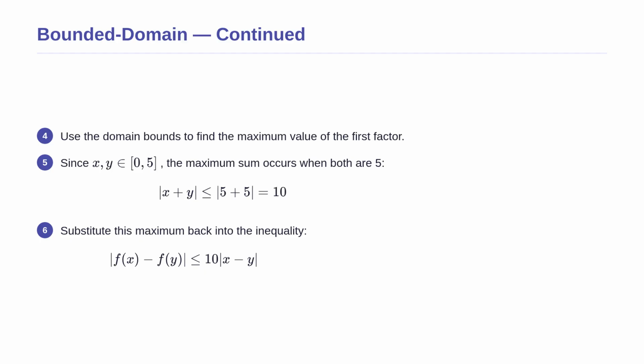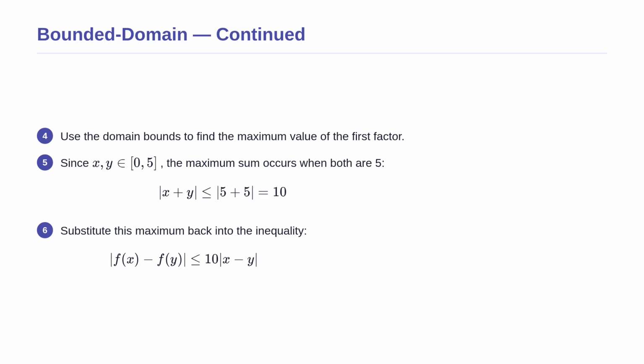This is the critical step where the bounded domain comes into play. We need to isolate the difference in inputs, but we have this extra variable factor of x plus y. Because both x and y are restricted to the interval between 0 and 5, the largest possible value for their sum occurs when both are exactly 5. Therefore, the first factor can never be larger than 10.